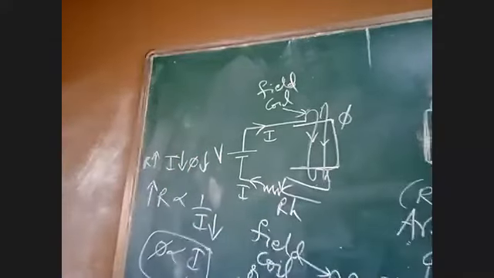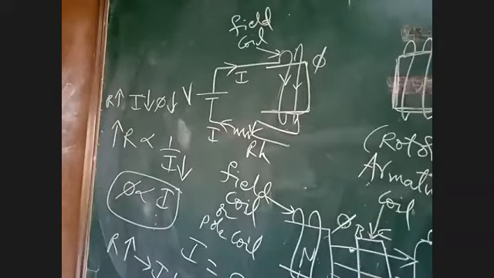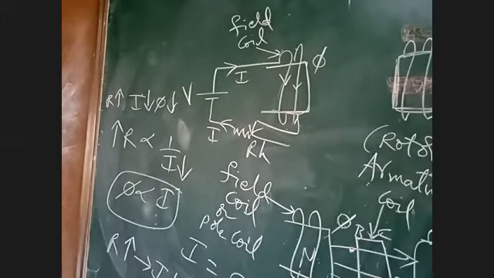Is this relation clear? Yes, sir. If resistance is high, current will be less, flux will be less. So if you want to increase the flux, what do you have to do? You have to decrease the resistance. If resistance is decreased, current will be increased, and more flux will be developed. In this way, from the electric current, we are getting magnetic flux.